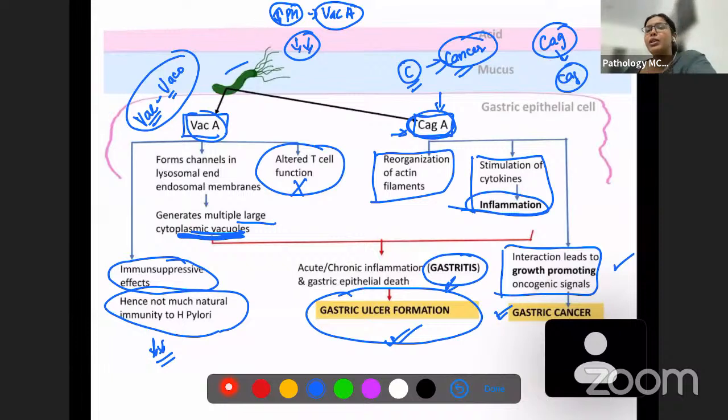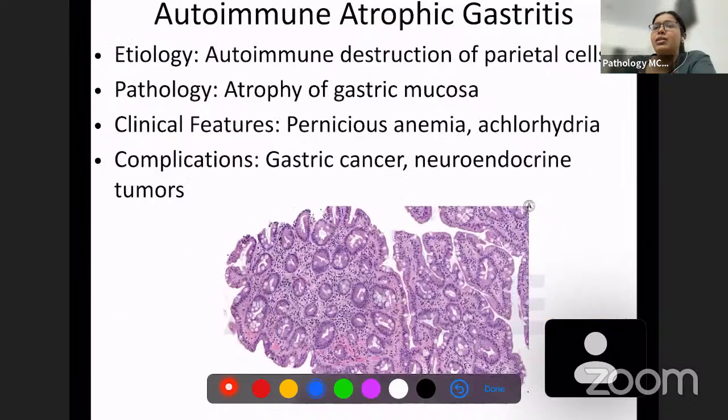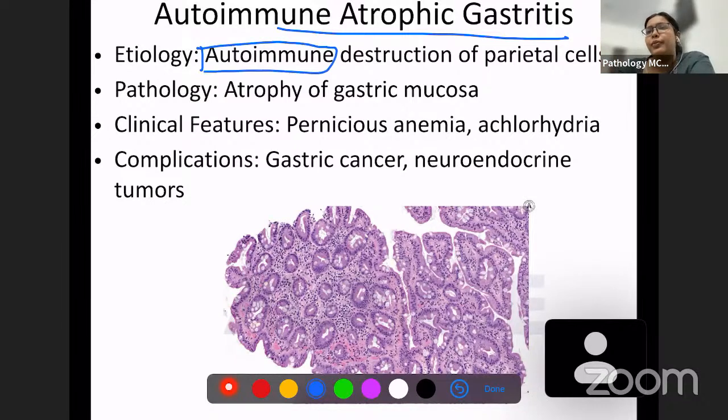Okay, so that is all for H. pylori gastritis. Now we're going to discuss the second important type of gastritis, which is autoimmune atrophic gastritis. As the name says, it is an autoimmune condition. So what are these antibodies going to destroy?